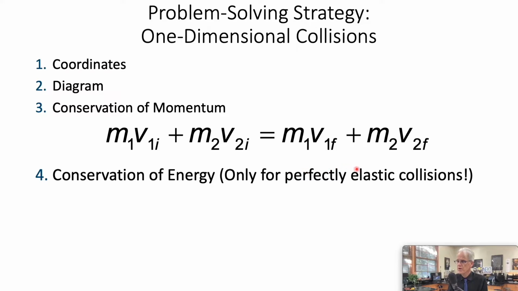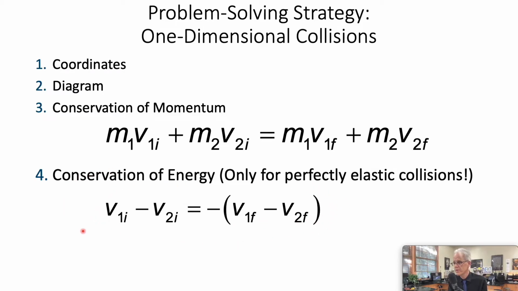Only for our perfectly elastic collisions will the conservation of energy work. In that case, we can simplify our conservation of energy equation to the initial velocity of our first object minus the initial velocity of the second object, equaling the negative of the difference between the final velocity of the first object and the second object. And of course, then solve for whatever missing variable you have.